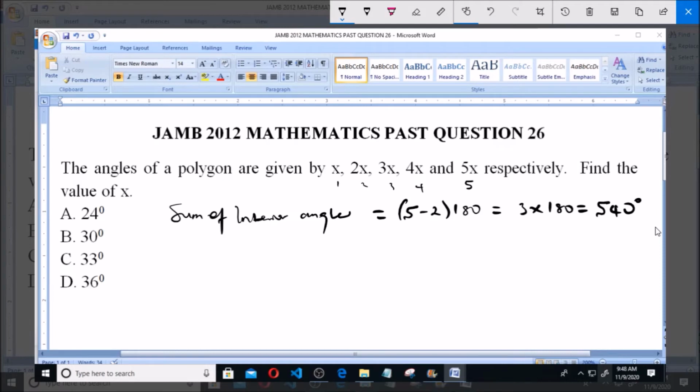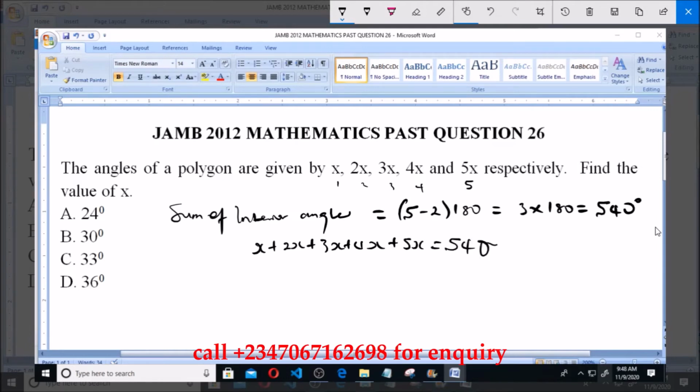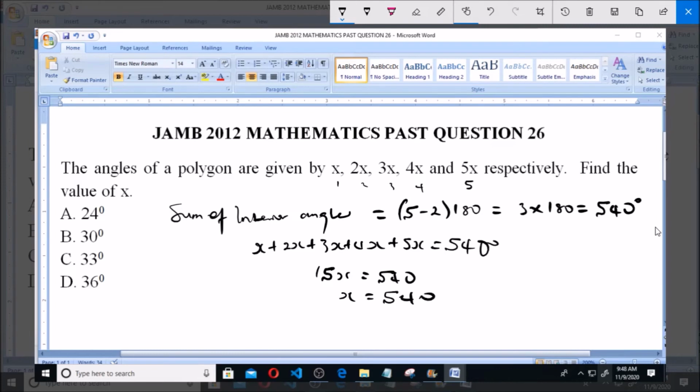So we can now say that x plus 2x plus 3x plus 4x plus 5x is equal to 540 degrees. So therefore 15x is equal to 540. Now x is equal to 540 over 15, and that is equal to 36 degrees. So x is equal to 36 degrees, which is option D.